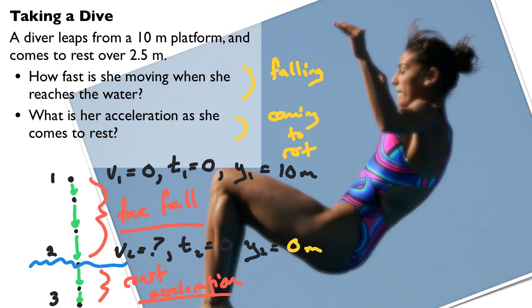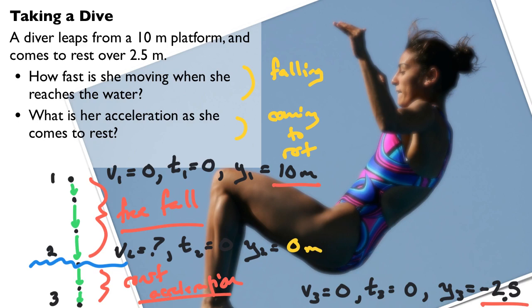Then at point 3, I've got v3. She has come to rest again. t3, I don't know. And y3, she's actually below the surface. I'm going to let that be negative 2.5 meters, because she ends up below the surface. And she ends up overall 12.5 meters below where she started. Started at 10 meters, finishes at negative 2.5. That's a total fall of 12.5 meters.